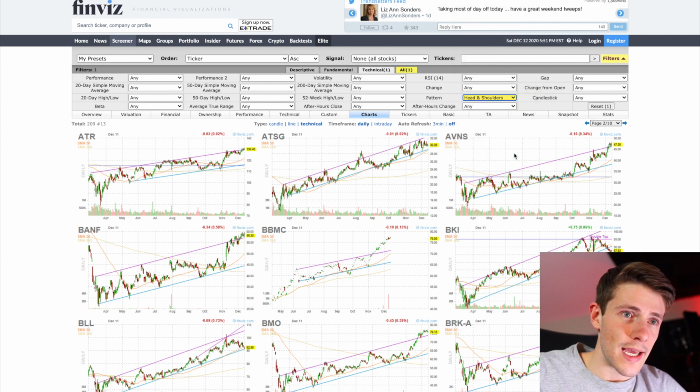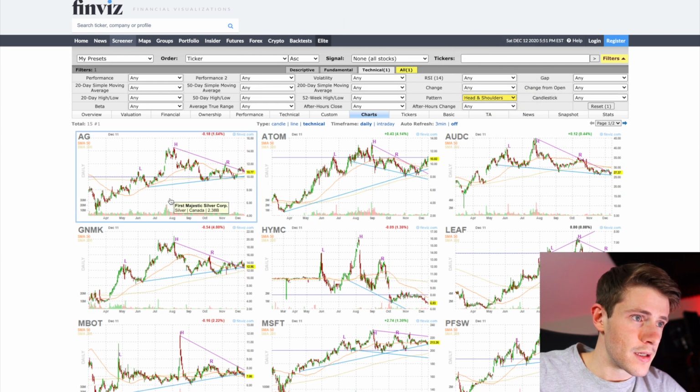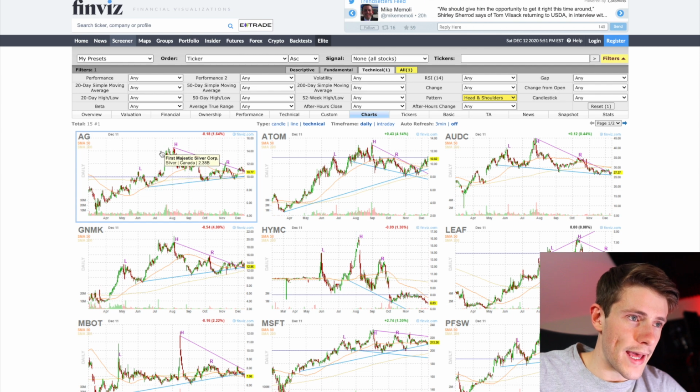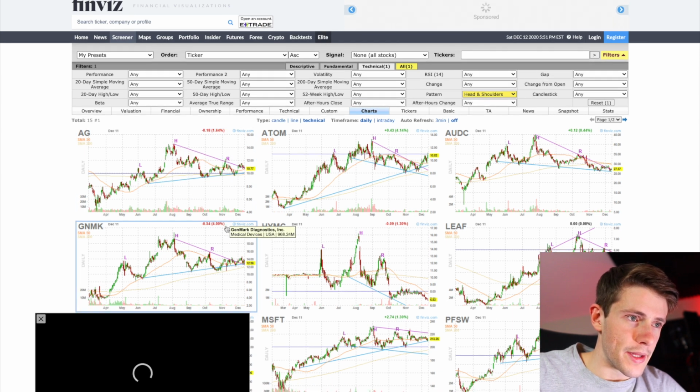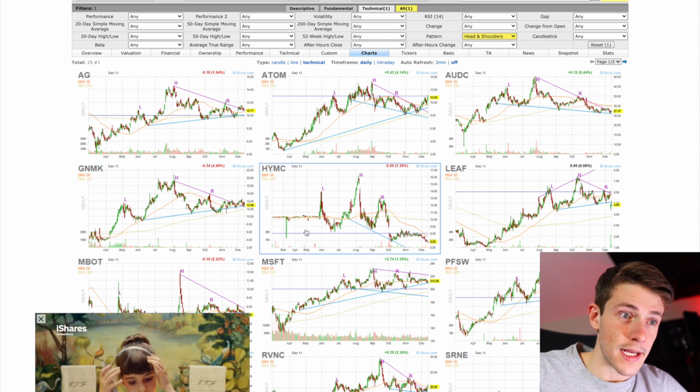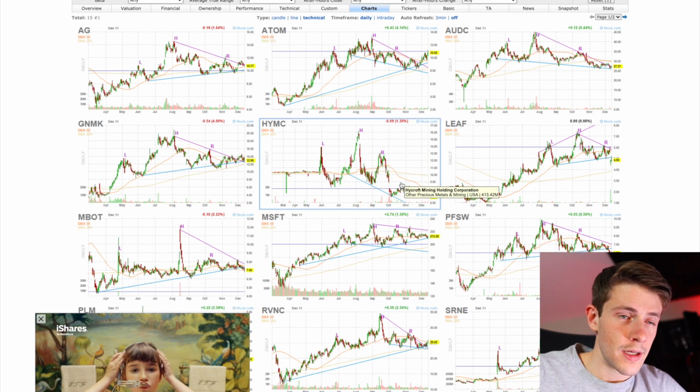Head and shoulders, that is a bearish pattern. That's the left shoulder, the head, and the right shoulder. And then after it breaks down past that, it's likely to go down. So, I mean, that happened here.